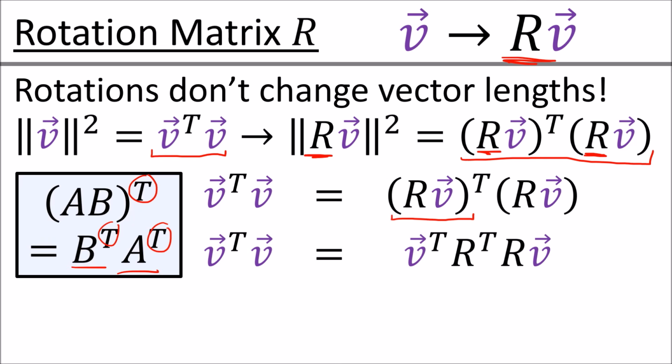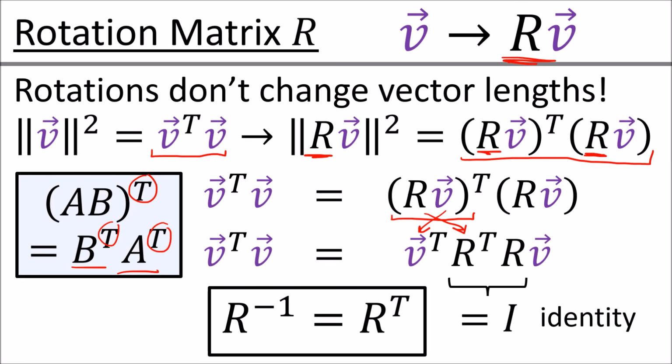So we can write (RV) transposed as V transpose R transpose. This equation is telling us that if R is a rotation matrix that doesn't change the length of vectors, then R transpose R must be equal to the identity matrix. Another way of saying this is that R transpose is the inverse of R.